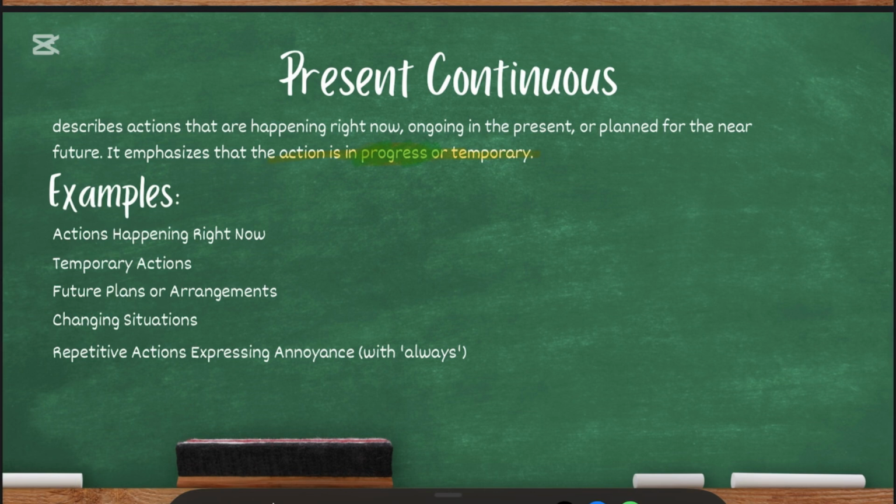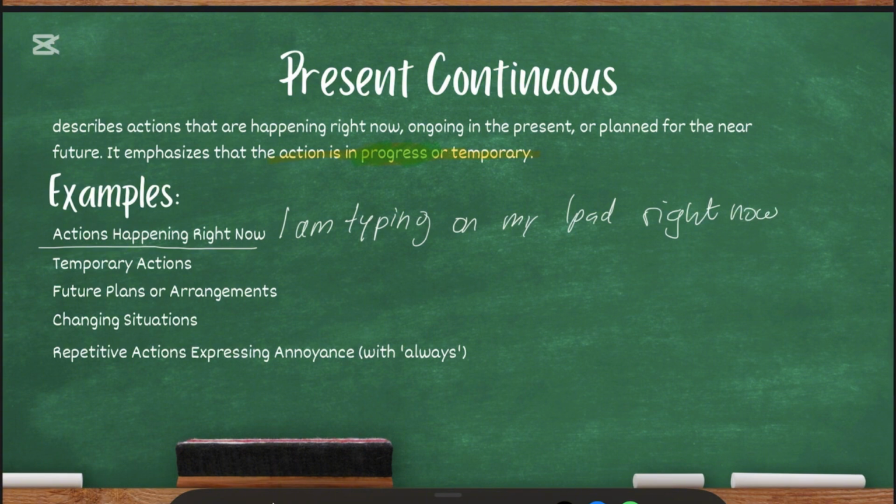I have some examples of when we use present continuous. It's about actions happening right now, to describe an action that is happening at this exact moment, the moment as we're speaking. For example, I am typing on my iPad right now. Or the children are playing in the garden. It's happening right now as we are speaking.